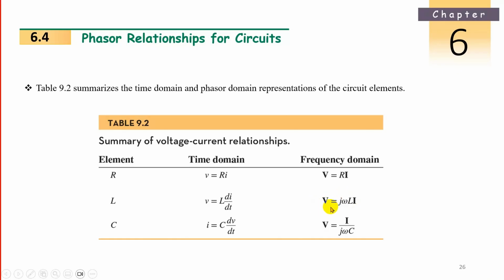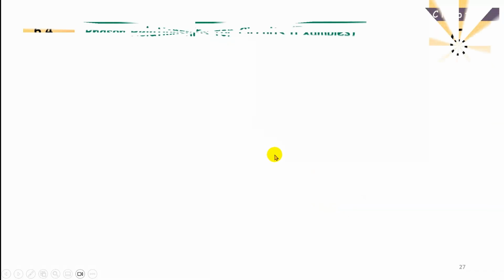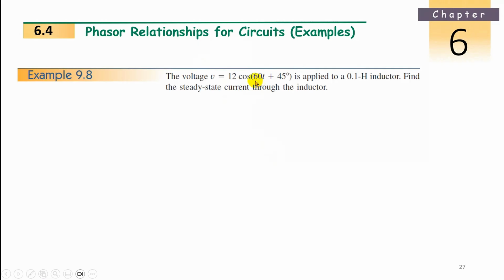V divided by j omega L. So we know what is V, we know what is L, 0.1 henries. We must know what is omega. What is omega? Omega is the coefficient in 60t, in sine or cos of omega t plus phi. So omega is 60, so directly substitute. And we write this V in terms of capital V, 12 at an angle 45 degrees.